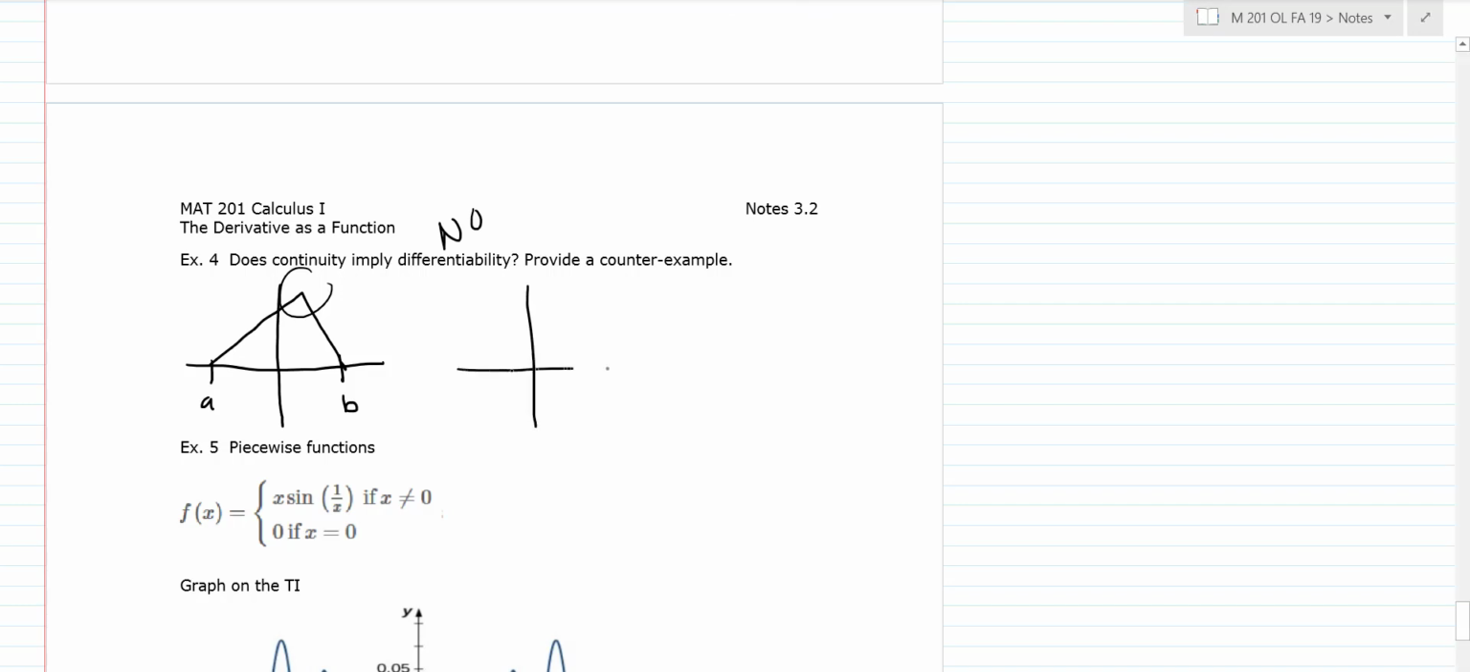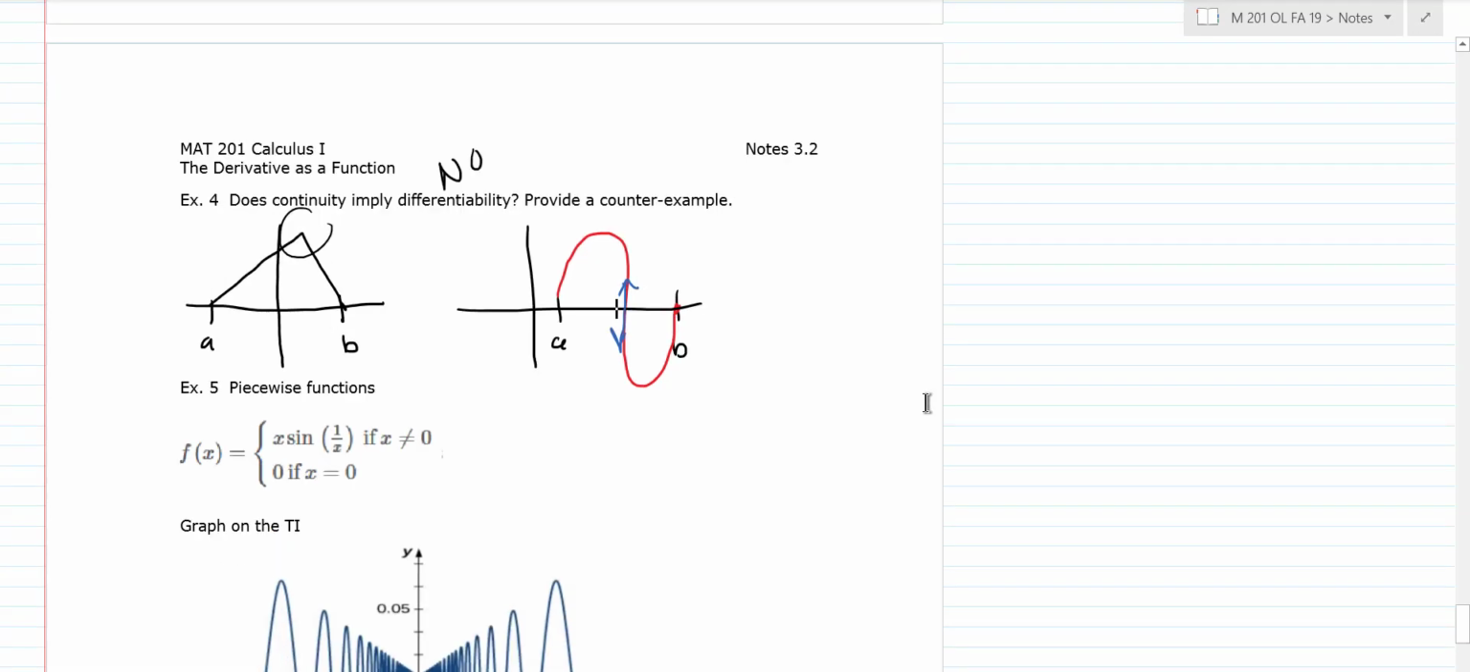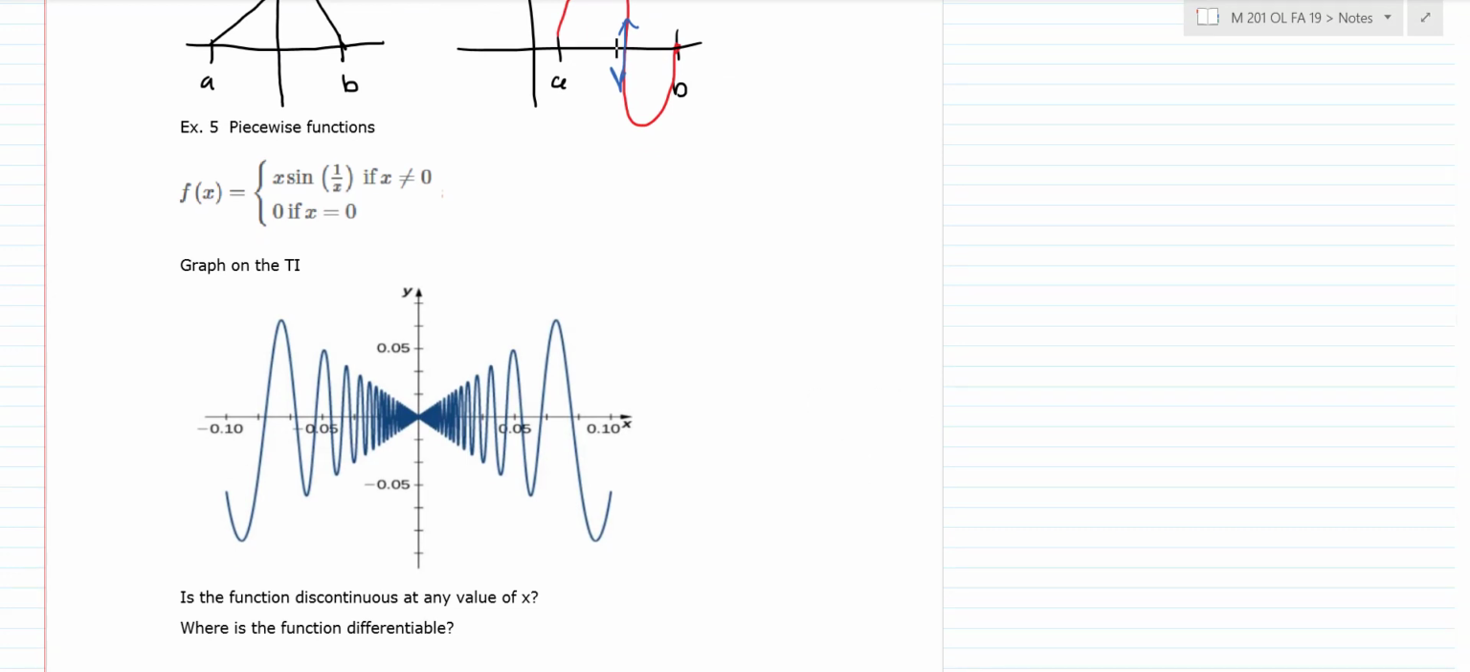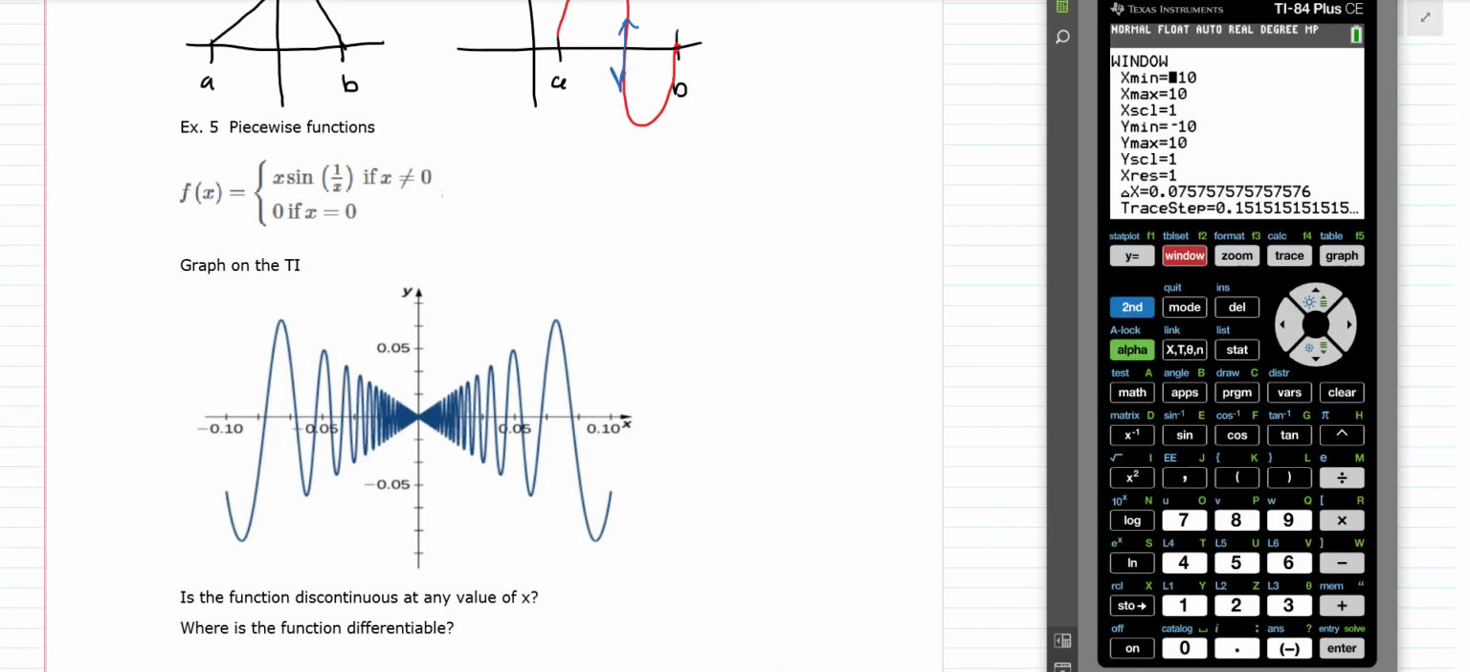Here's another example. Here's A, here's B. I'm going to draw a graph that I think is continuous. Okay, that's continuous. There's no breaks in the graph, but it's not differentiable here because you have that vertical tangent line. So it's no. Okay, it works one way, but it doesn't work the other way. So the last thing I want to do is just a piecewise function. I just think this is an interesting graph to show students in a calculus class.